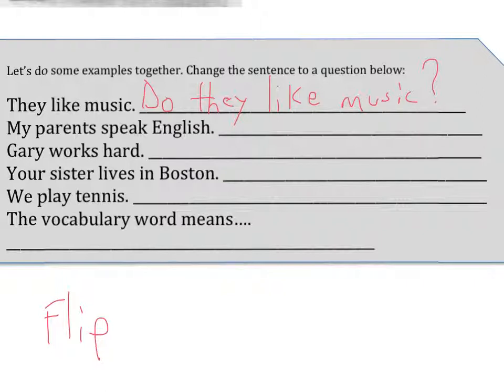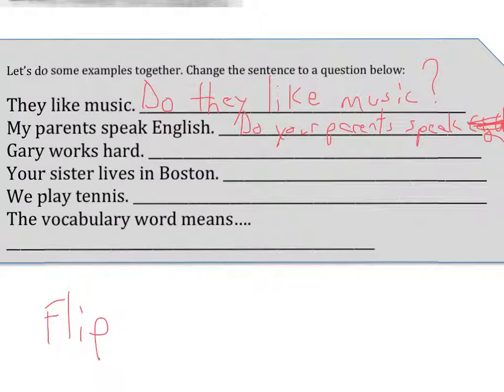You should be thinking they. So is it do they or does they? Just like the last example, you should be thinking do. So it's do your parents speak English as my English goes right off the page here.